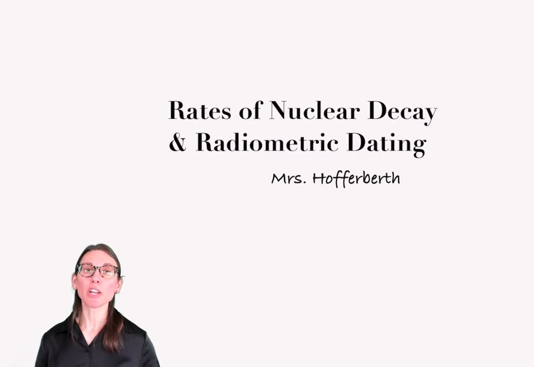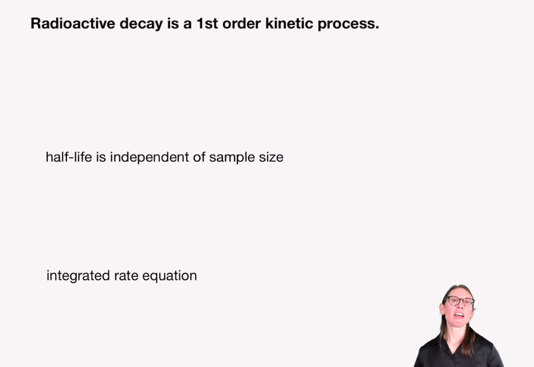Hey there, let's talk about the rates of nuclear decay and radiometric dating. As we talked about earlier this year, radioactive decay follows first-order kinetics. This means we can write a familiar rate law. Rate equals k times A to the first.